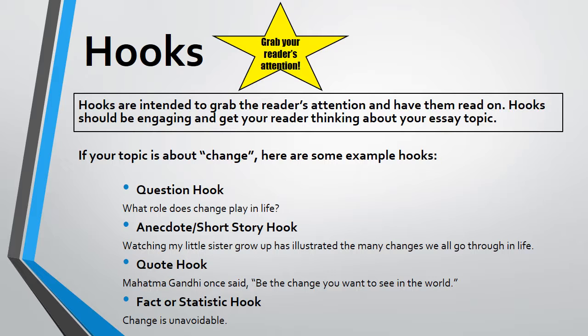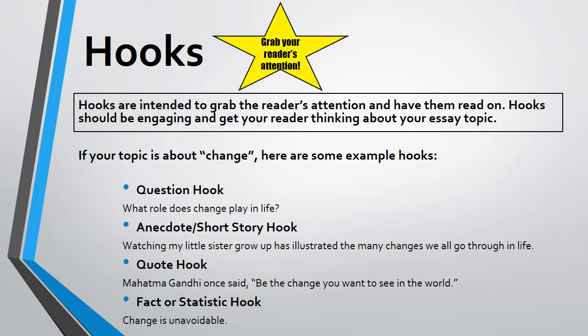The most important part of a hook is that it should be engaging and get your reader thinking about your essay topic. A good hook makes your reader want to keep reading on. Your hook should be talking about your topic in general. The first hook type is a question hook. When writing a question hook, you need to write a thoughtful question about your topic. For example, what role does change play in life?